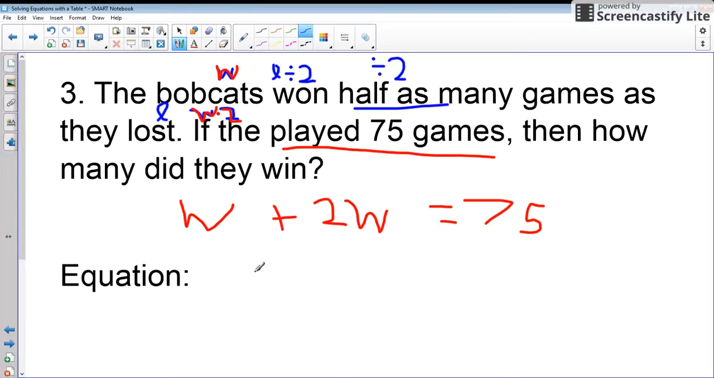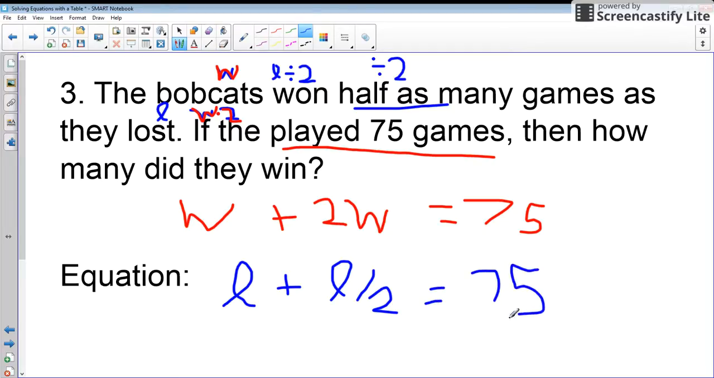Or the other way, again, the number of games they lost added to the number of games they won, which is half the amount that they lost. That is also equal to 75. Either one of these equations is correct. Good job if you got that.